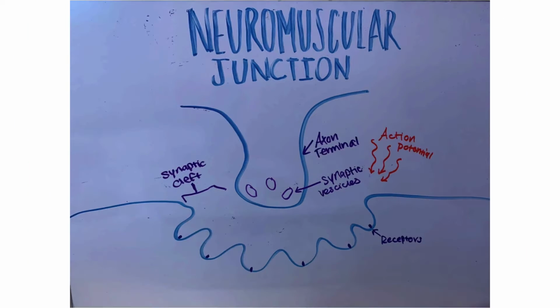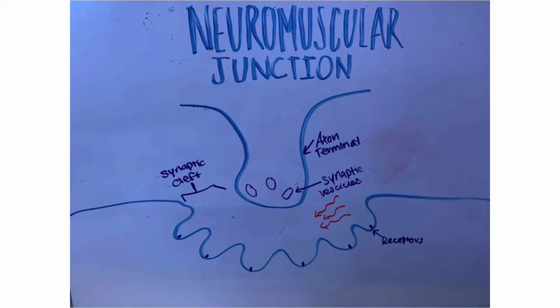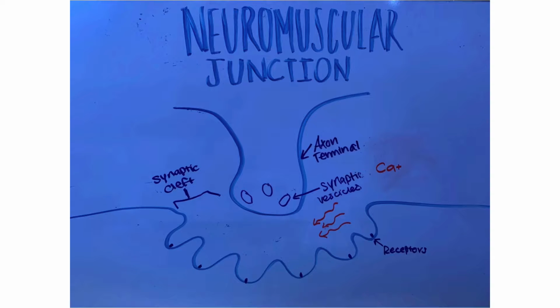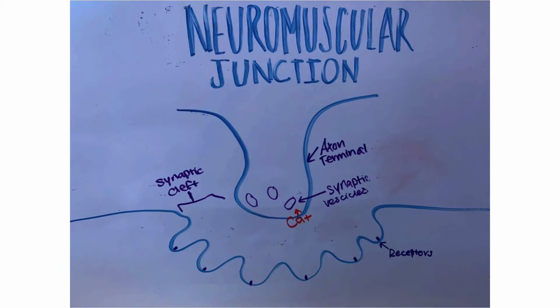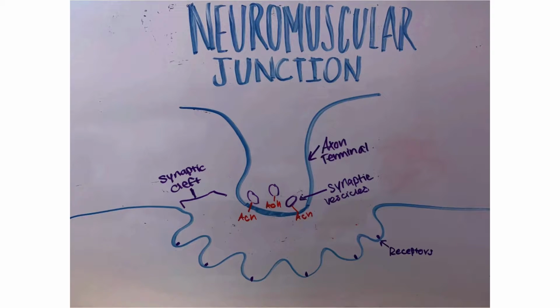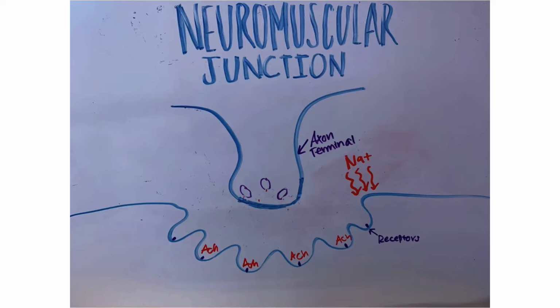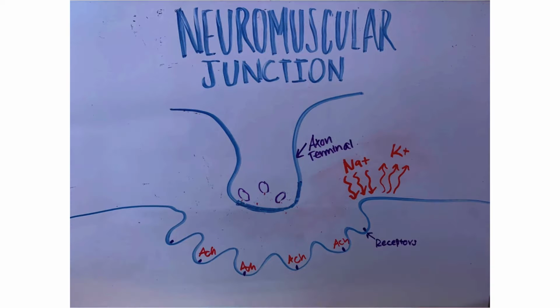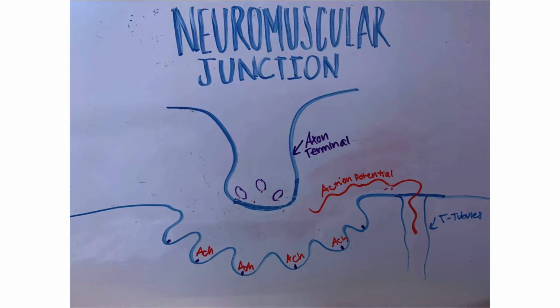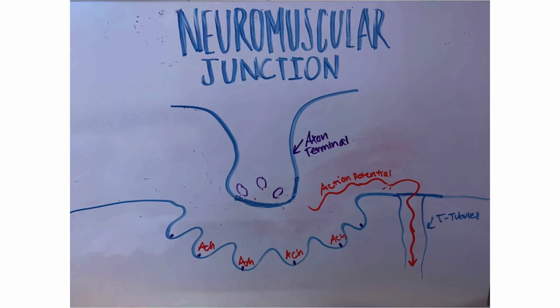An action potential moves down and triggers the voltage-gated channel, which allows calcium to enter, which stimulates the synaptic vesicles to release acetylcholine into the synaptic cleft, which then binds to the receptors. This will then trigger an ion gradient when sodium ions pour into the membrane and potassium ions exit the membrane, triggering the action potential across the sarcolemma down the T-tubules.